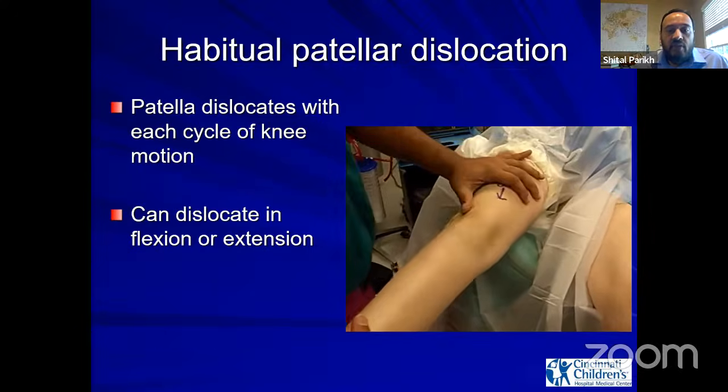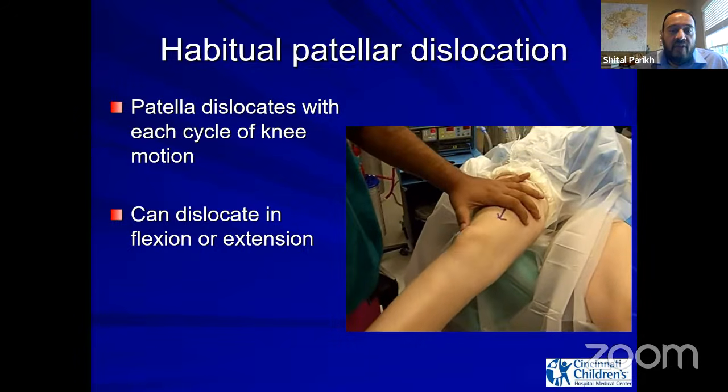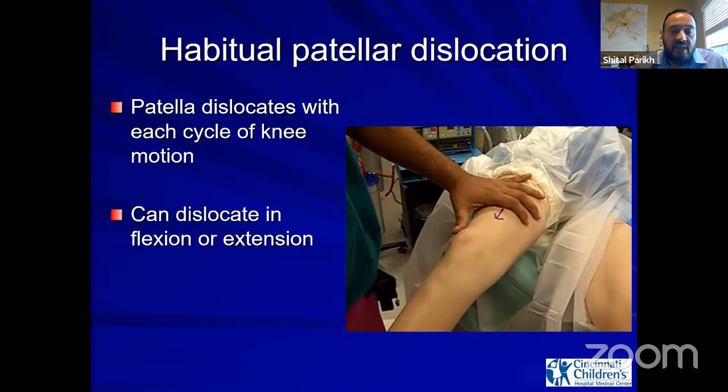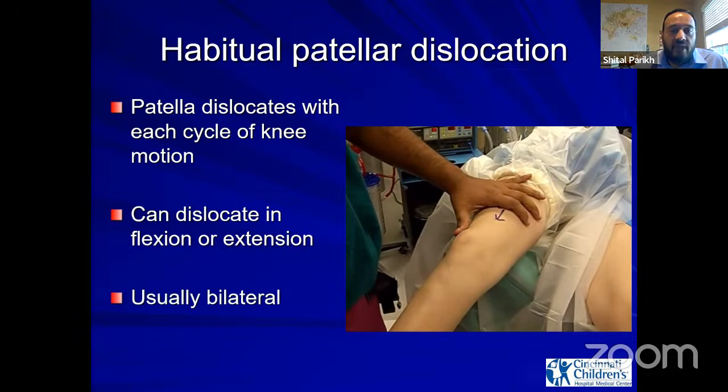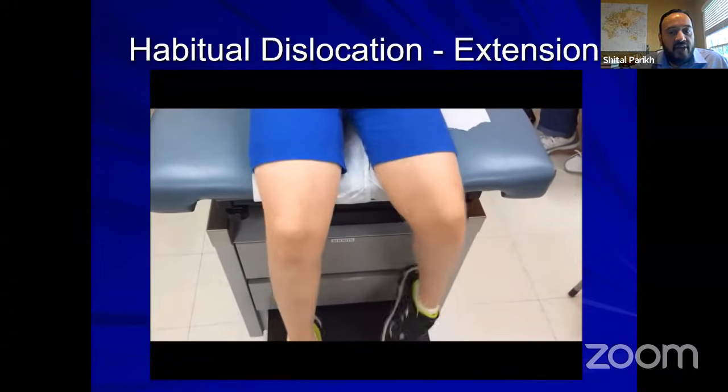This is a habitual dislocation of the patella in flexion. As soon as you flex the knee, the patella dislocates. You can also have it on both sides, and that's very common. And there is a lot of underlying dysplasia. Now, you can also have habitual dislocation in extension, as you can see here.